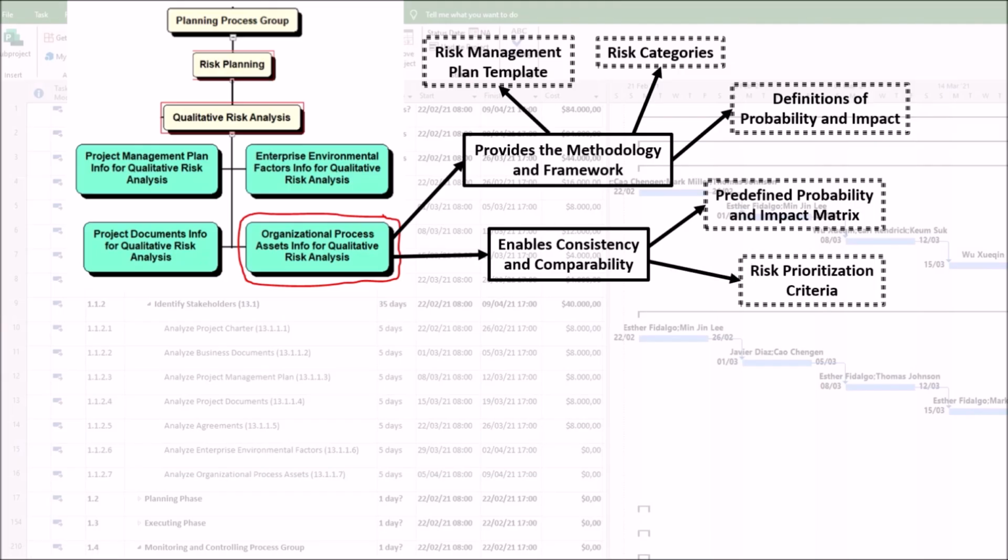Second, risk prioritization criteria. Stored policies define what makes a risk high priority beyond just the score. Perhaps all risks with legal implications are automatically elevated.